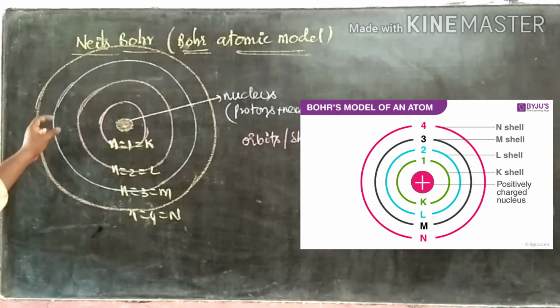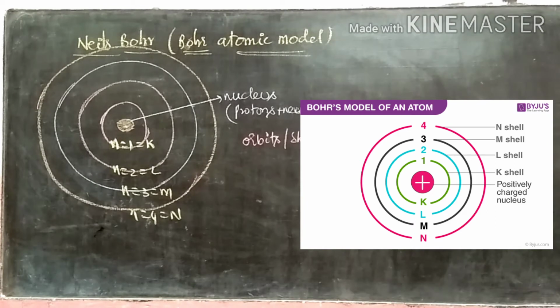Electrons revolve around the nucleus in definite circular paths. Those paths are called orbits or shells. These orbits or shells are represented by the letter small n. n = 1 is the K shell, n = 2 is the L shell, n = 3 is the M shell, n = 4 is the N shell.